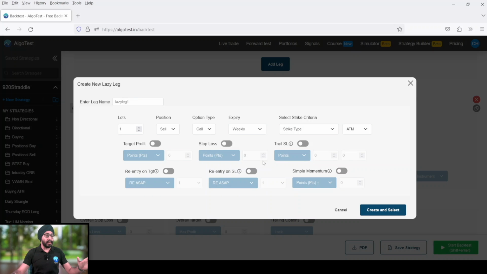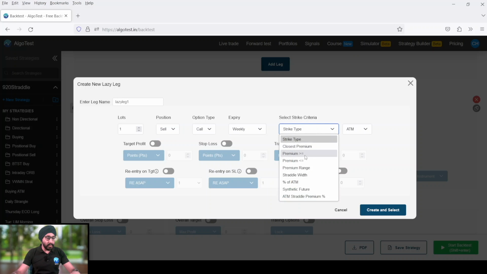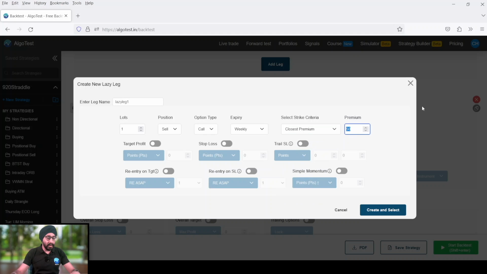Now this is it. Now I can make a completely new leg, right? This new leg can have a different lot quantity. I can go from a sell to a buy. I can even change the option type. I can go from a call to, say, a put. You can try it out. I surely would love to try it out. But for now, I'll go with the call sell. And this time around, I will sell a bit OTM.